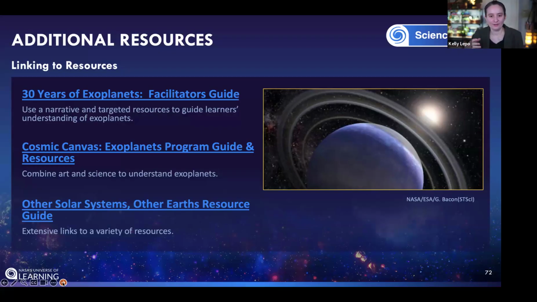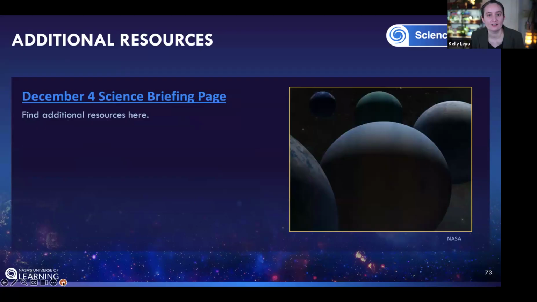All of the pictures of exoplanets that you've ever seen, most of them are illustrations, and scientific illustrators get these little bits of information, and then they have to use their imaginations to imagine what these planets would look like and try to highlight these scientific features. So this is also something that you can do with your own audiences. And then next slide. There's all of these and more on the science briefing page on Universe of Learning.